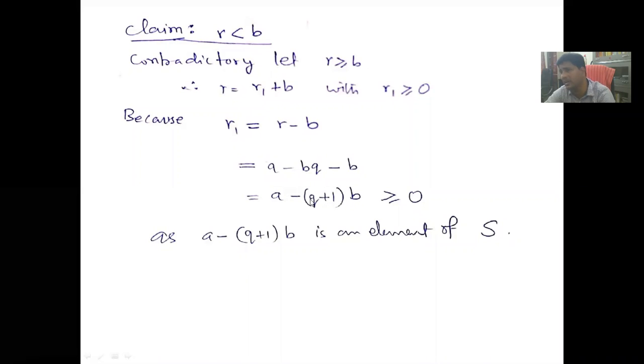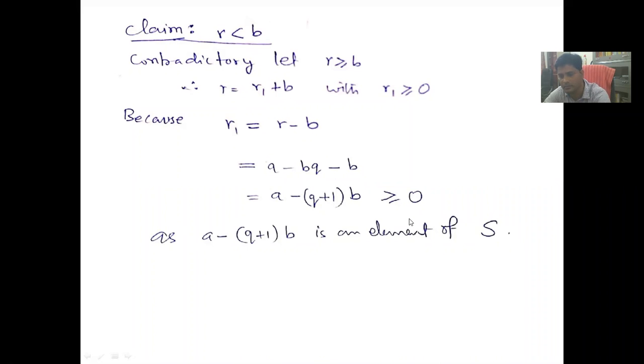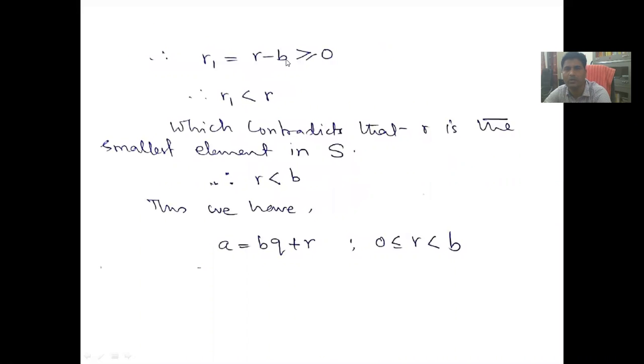Q plus 1 is some integer, and an integer plus 1 is again an integer. So A minus an integer times B is a member of S, and greater than or equal to 0. R1 is a member of S and it is greater than or equal to 0. So therefore R1 equal to R minus B is greater than or equal to 0. This implies R1 strictly less than R.